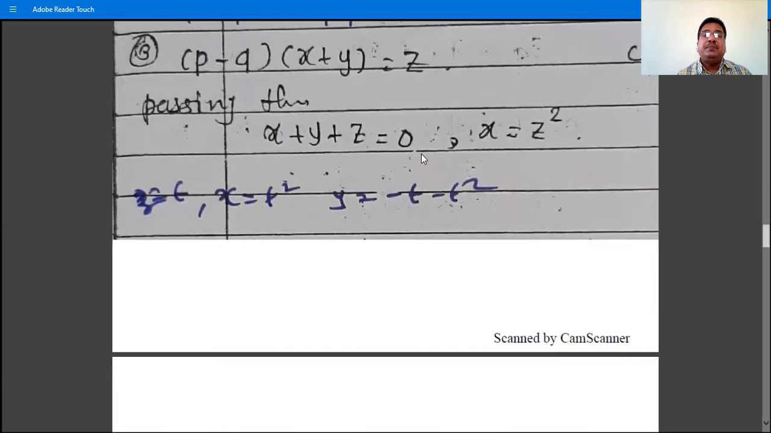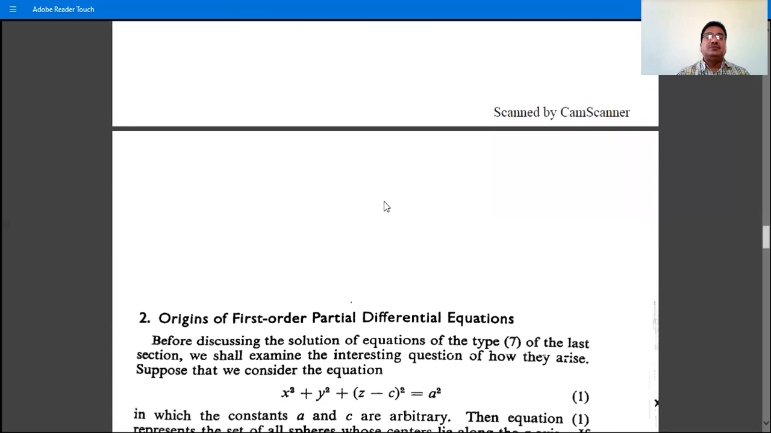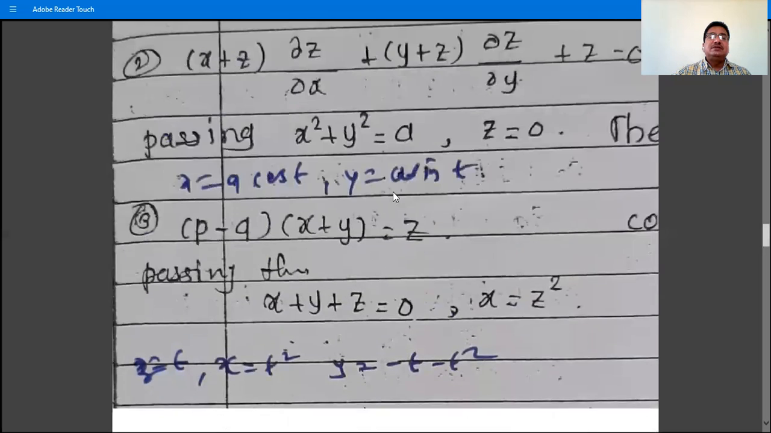And then we have to find the integral surface passing through the curve x plus y plus z is equal to 0 and x is equal to z square. So take z as t, x as t square, and y as minus t square. So x plus y plus z becomes 0 and x is z square. Suppose z is t, then x is t square and y is minus t square. So after substituting these values of x, y, z, find the relation between C1 and C2. So solve all these three problems.